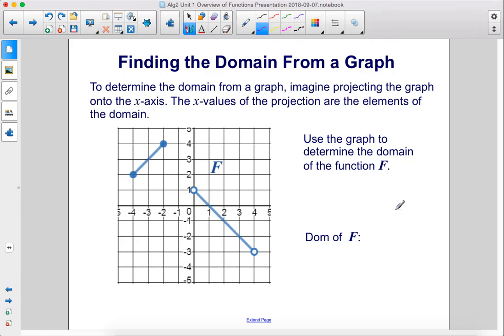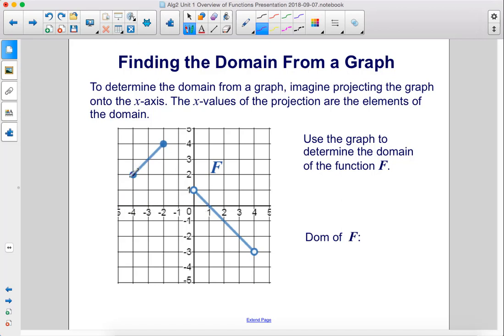To determine the domain from a graph, imagine projecting the graph onto the x-axis. The x values of the projection are the elements of the domain. Use the graph to determine the domain of the function f. Alright, so we're going to project this onto the x-axis.